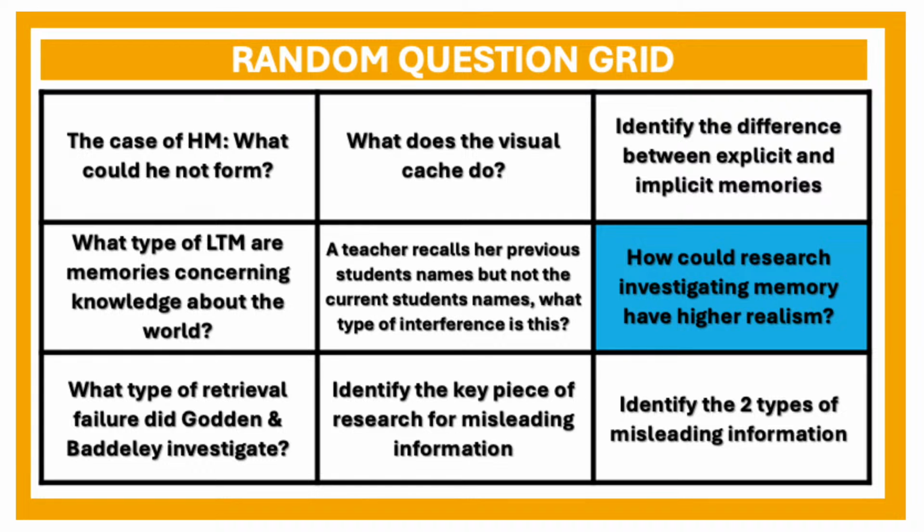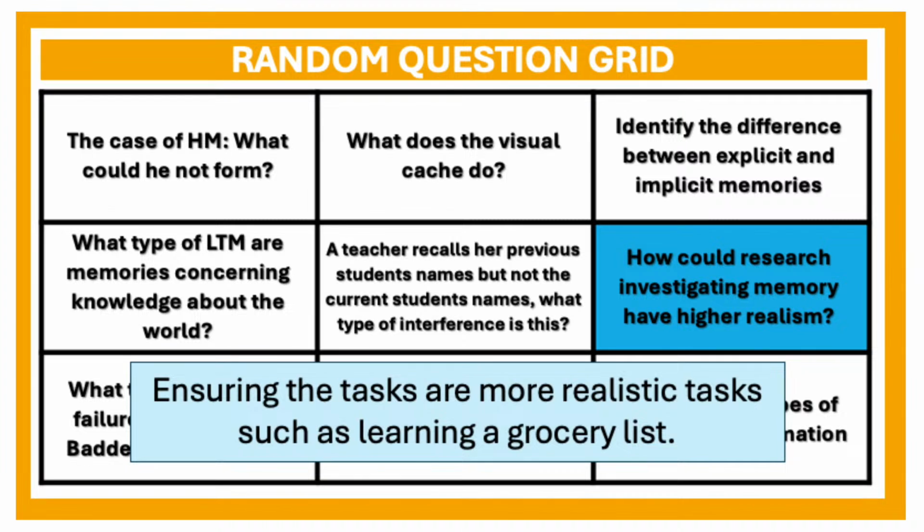Anybody got any? So yeah, we're going to use less artificial tasks like remembering 10 meaningless words, for example. But when you say more realistic tasks, can anyone give me an example? Yeah, so Bessie, you're saying remembering your yearbook, for example. Yeah, well done. Remembering phone numbers, could be things like a grocery list, for example. Excellent. Let's look at the next one then.